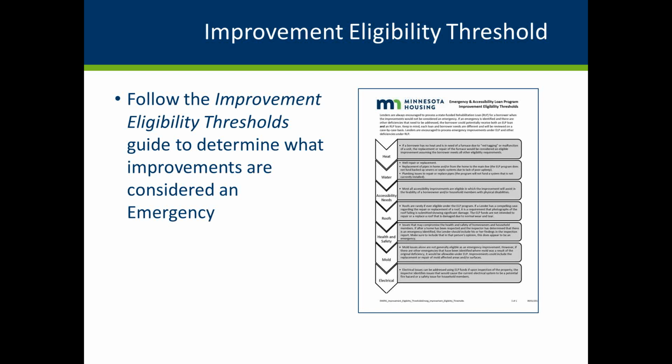Lenders are always encouraged to process a rehabilitation loan for a borrower when the improvement would not be considered an emergency. If an emergency is identified and there are other deficiencies that need to be addressed, the borrower could potentially receive both an emergency and accessibility loan and a rehabilitation loan. Keep in mind, each loan and borrower's needs are different and will be reviewed on a case-by-case basis. Lenders are encouraged to process emergency improvements under the Emergency and Accessibility Loan Program and other deficiencies under the Rehabilitation Loan Program.